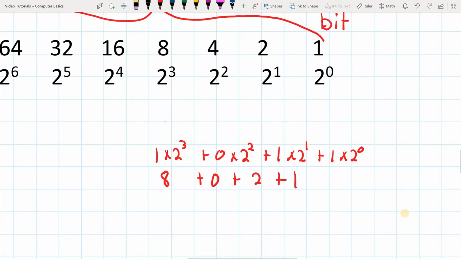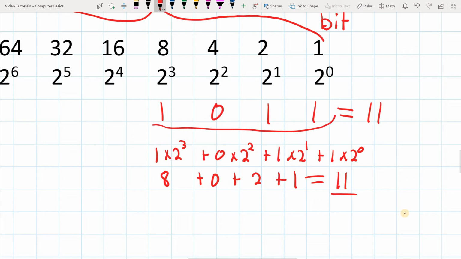Okay, so if you add that up, 8 plus 2 plus 1 equals 11. So if we have a 1, a 0, a 1, and a 1, this equals our number 11. In base 10, we only use 2 digits to represent this number, but in base 2, or binary, we use 4 digits to represent this number.